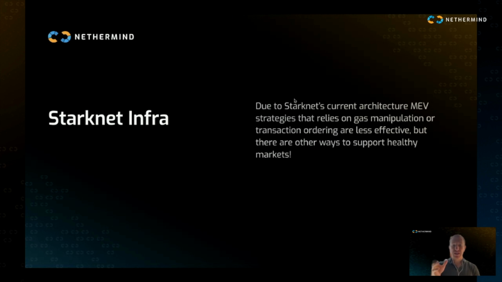Currently, StarkNet is first in, first out, or first come, first serve, in its transaction order flow. Due to that, MEV is a bit limited, which is good. Front running, sandwich attacks, etc. are very, very hard to do, and that's great. That's partially why we wanted to do this as a StarkNet infrastructure rather than anything else. So just highlighting that we want this to support healthy markets.